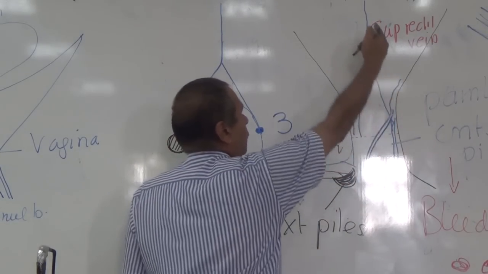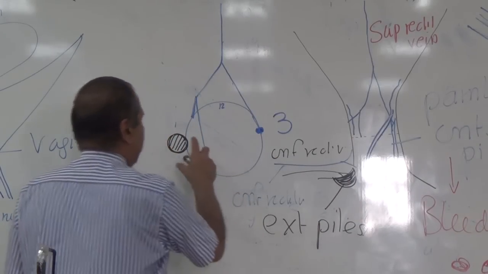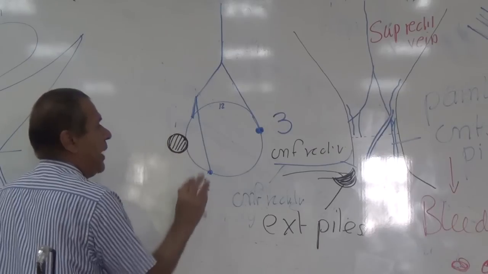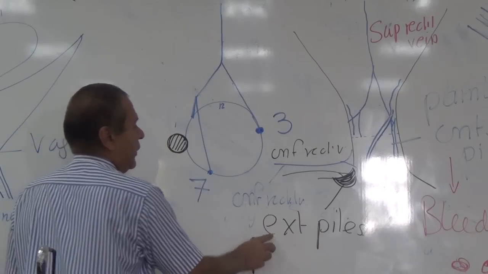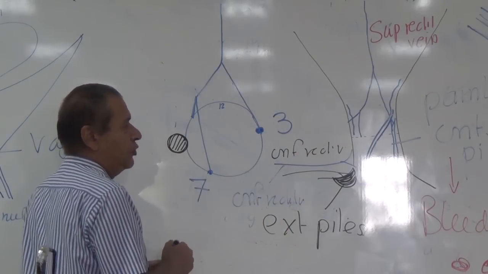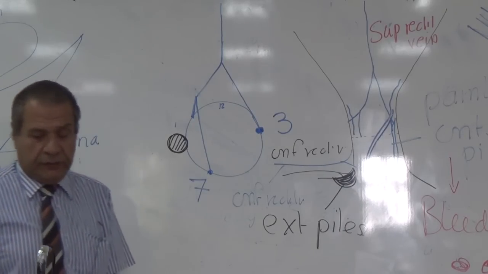But the internal ones were from the superior rectal vein, while these are from the inferior. It appears as a sudden swelling beside the anal canal, which is painful. This is the external piles. But the internal piles are a painless condition.